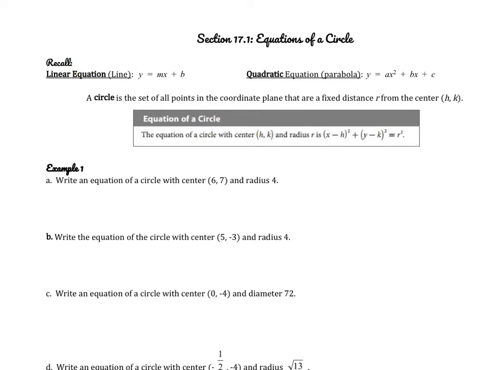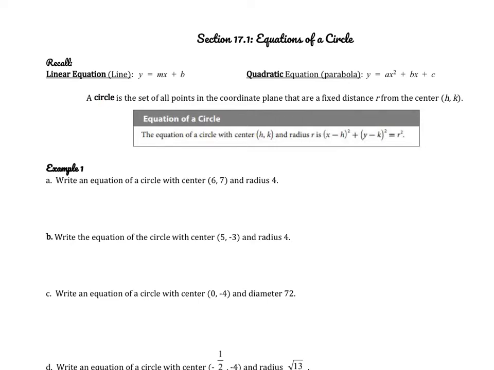So we already know how to write equations of different types of graphs. We know that to make a linear equation, which again makes a straight line, we have the equation y equals mx plus b. We know for a quadratic equation, which makes a parabola, we have this form y equals ax squared plus bx plus c. So every type of graph has a different type of standard equation. So today we're going to focus on circles.